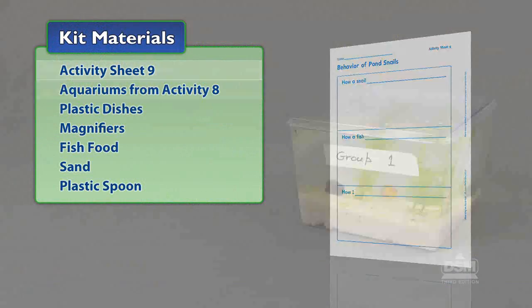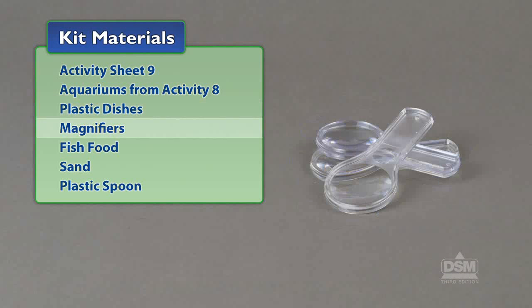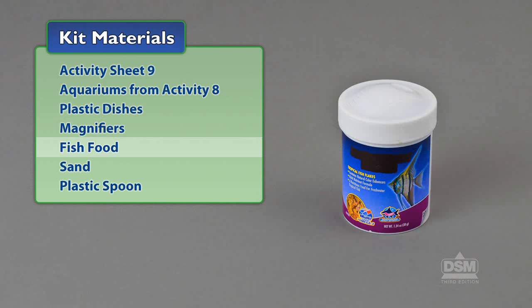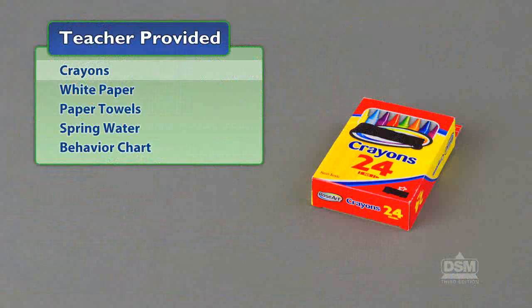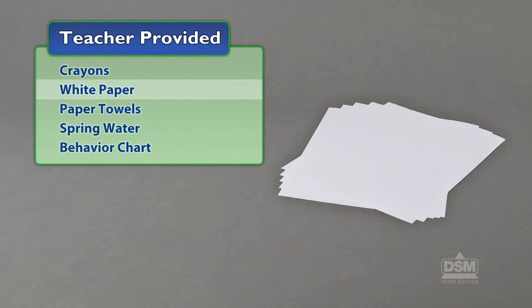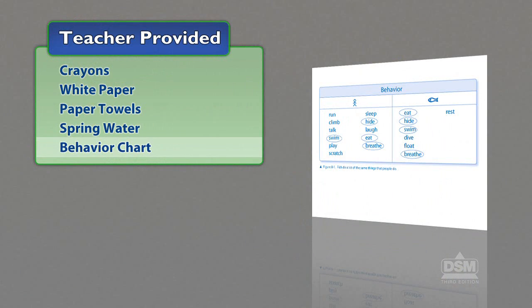You will need the following materials from the kit: Activity Sheet 9, aquariums from Activity 8, plastic dishes, magnifiers, fish food, sand, and a plastic spoon. You will also need to provide crayons, white paper, paper towels, spring water, and behavior chart.